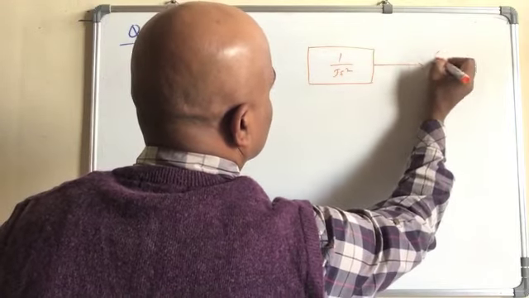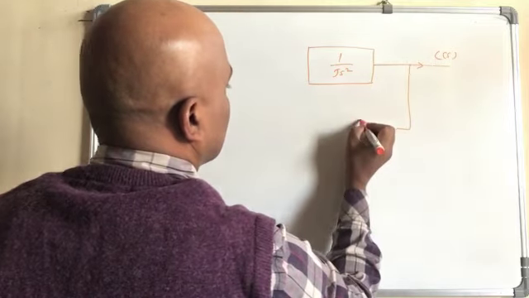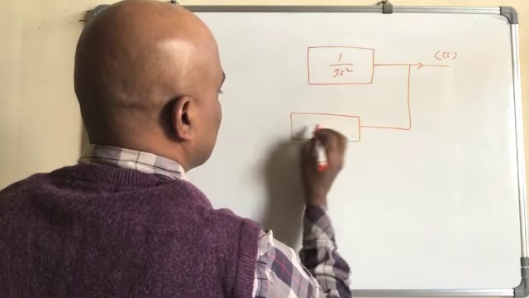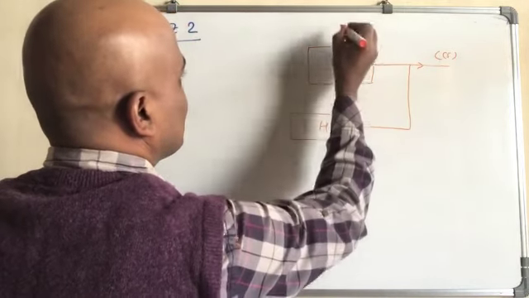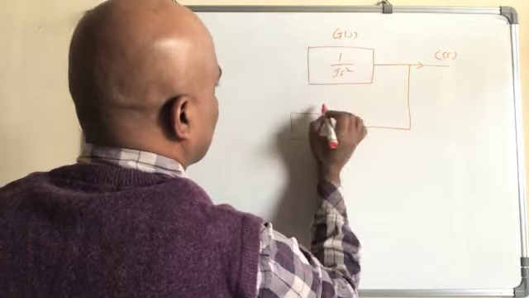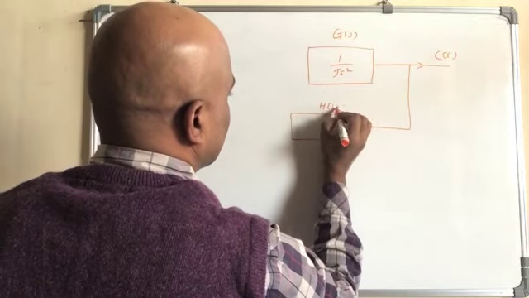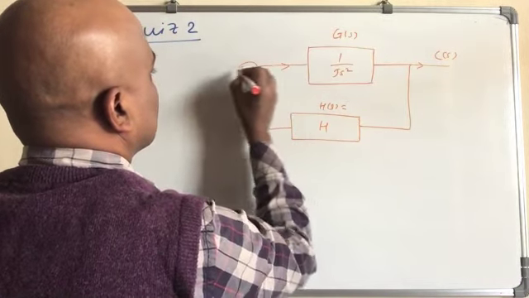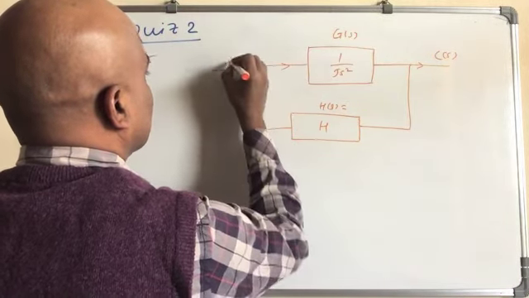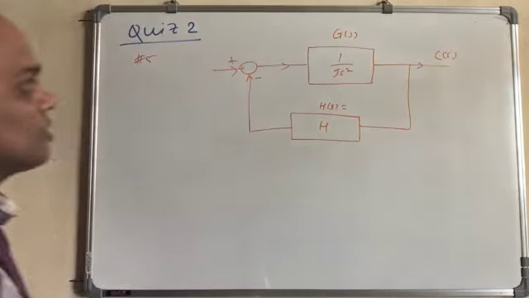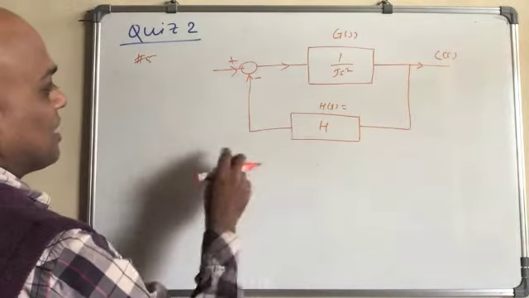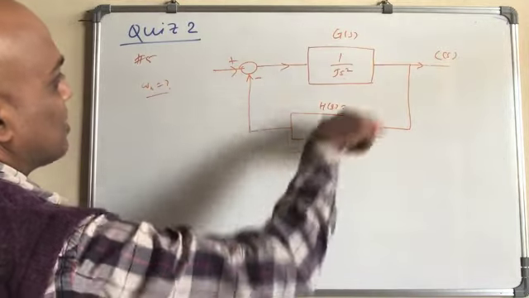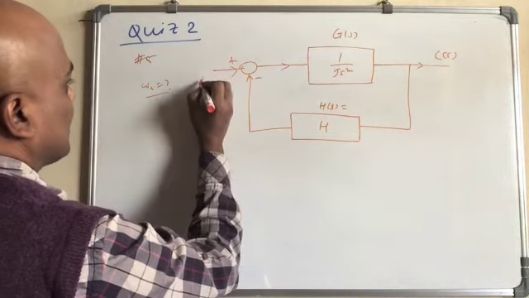Yeah, so this is output C(s), and there is a feedback transfer function which is given to be a constant H. So this is G(s), and this is H(s). Then we have minus and plus, like this one. You have to find the natural frequency omega n, that was the question, right? So we can find out from here.